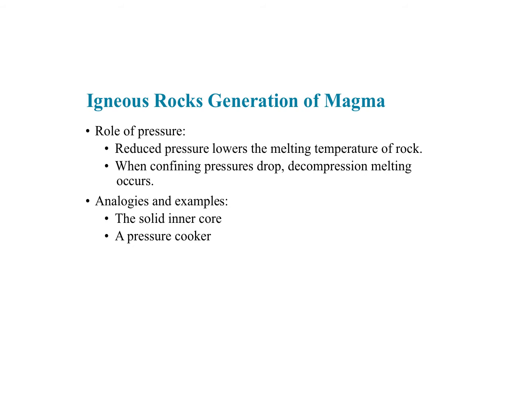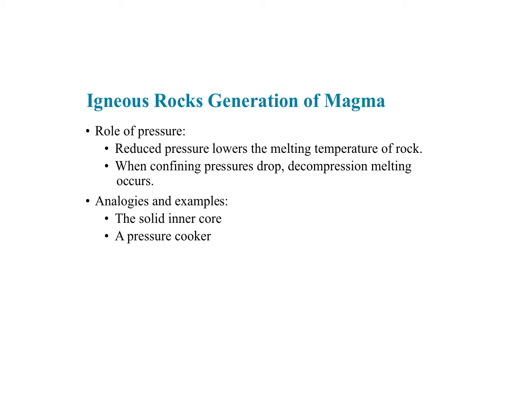Now, another thing that impacts this is pressure. And just like if you go into the ocean and you go deeper and deeper into the ocean, you find that the pressure increases. The same thing happens as you go deeper into the Earth's crust or deeper into the lower layers of the Earth, that the deeper you go, the higher the pressure. Now, if you have reduced pressures, that's going to lower the melting temperature of the rock. When confining pressures drop, decompression melting can occur.